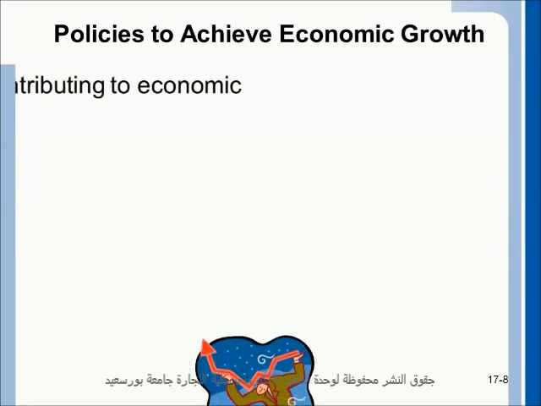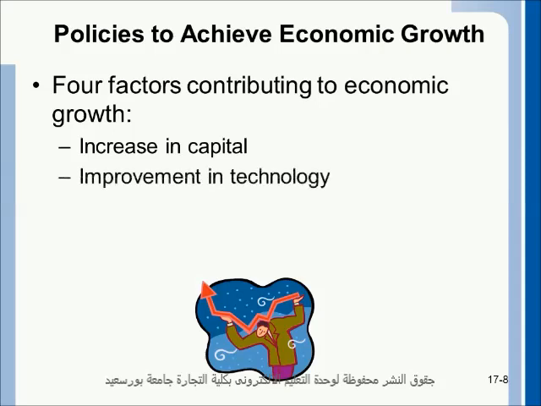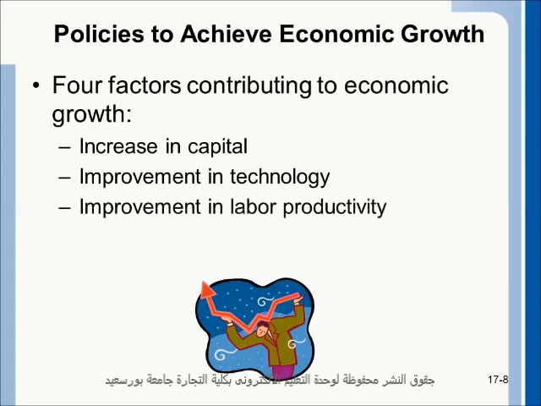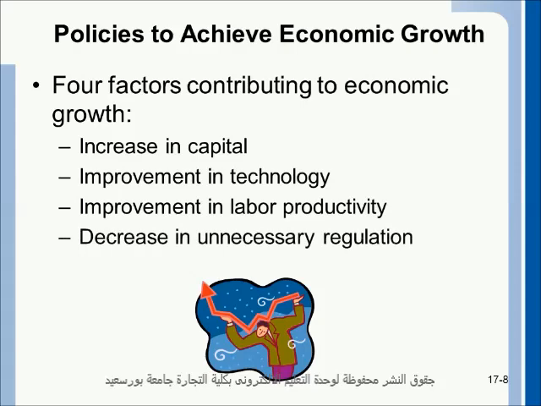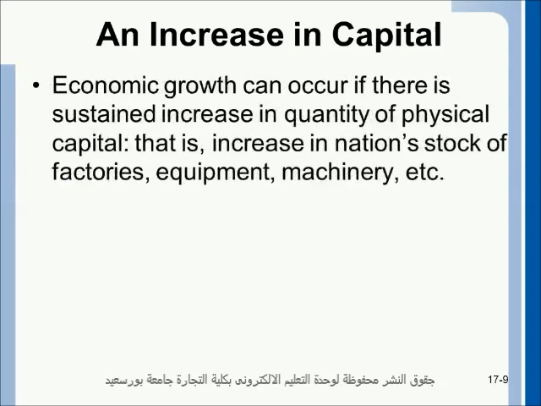Policies to achieve economic growth. Four factors contribute to economic growth. One, increase in capital, machinery. Two, improvement in technology or discovery of new technology. Three, improvement in labor productivity. Four, decrease in unnecessary regulation like routine. An increase in capital.